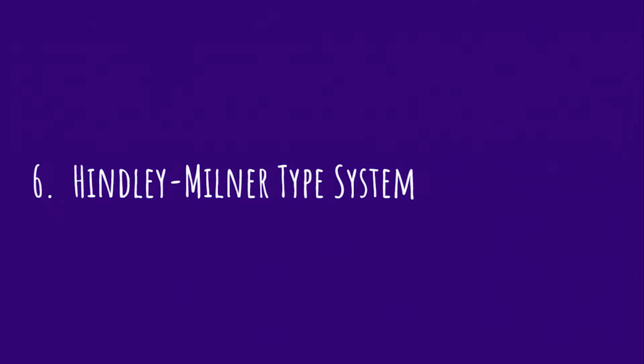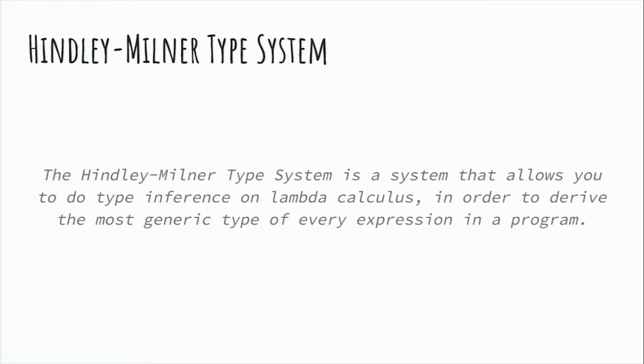So, there's also something they call the Hindley Milner type system. And this is where it gets all arrogant, like we're functional programmers, we understand this. So I'll try to understand as well. Come on. Okay, so it's a type system that allows you to do type inference and lambda calculus in order to derive the most generic type of every expression in a program. Not helpful.